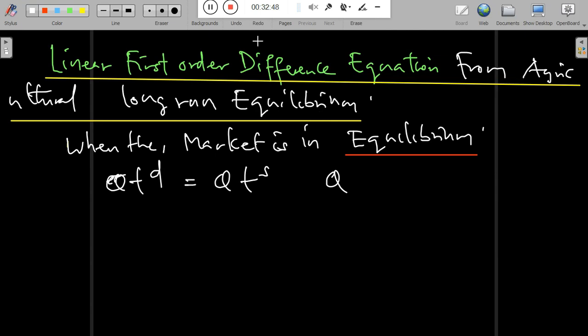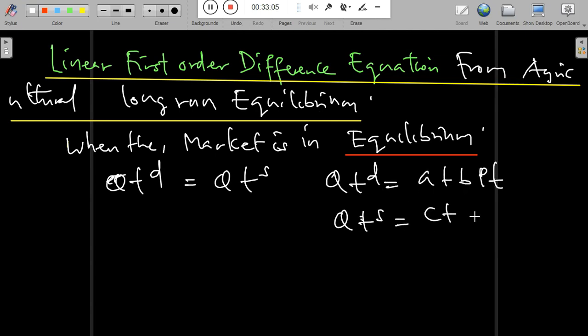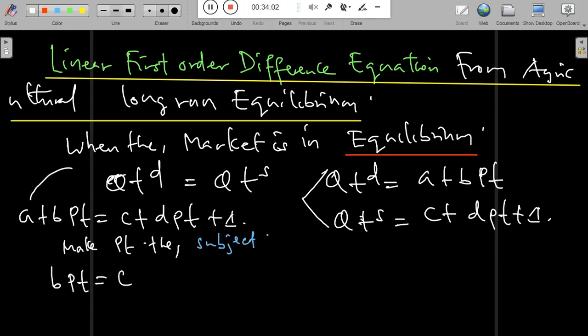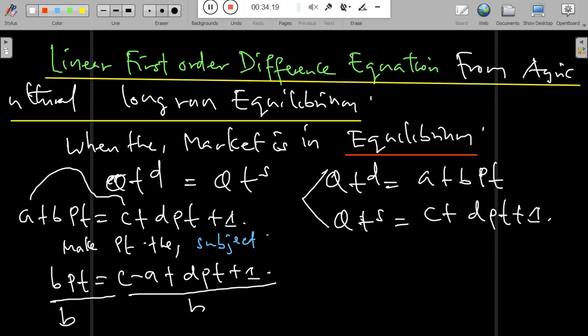As I told you, for the linear first order differential equation from agricultural long run equilibrium, we first find the equilibrium level, whereby we equate the current quantity demanded QtD and QtS. So the QtD equation is given by A minus B Pt, and the QtS is given by C plus D P(t-1). So when we equate the two equations, remember that D P(t-1) is plus, not minus. We divide by B on both sides.